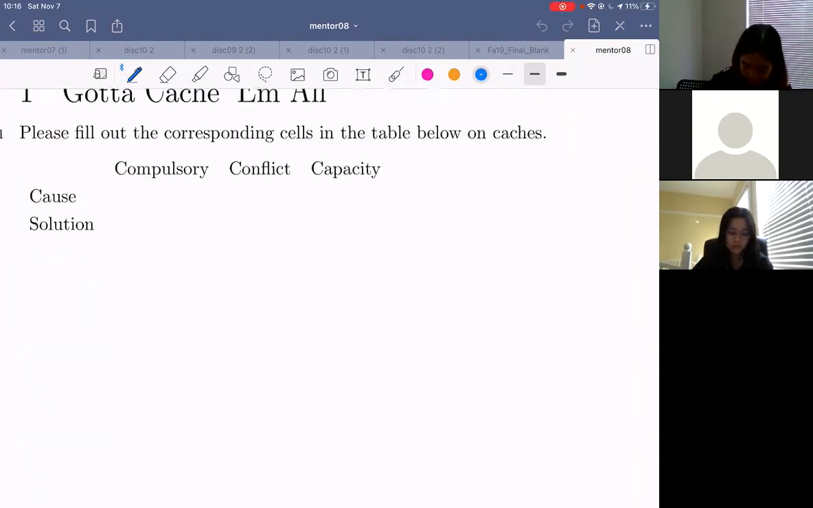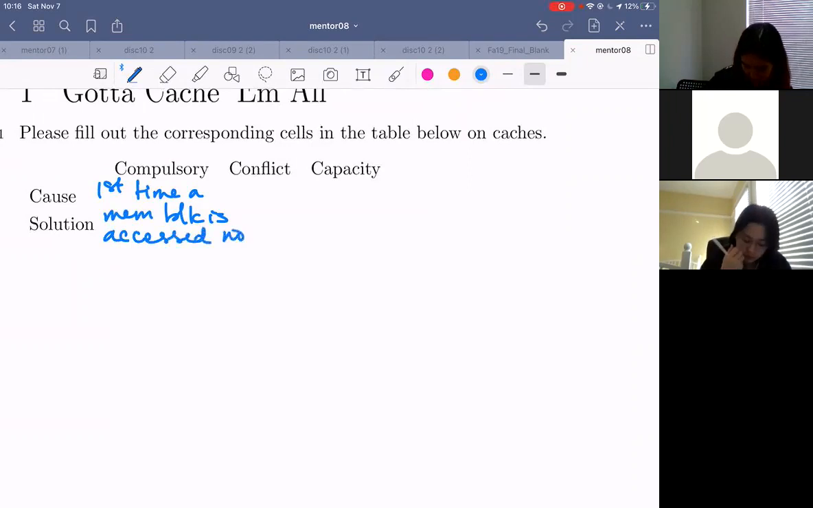The cause is the first time a memory block is accessed, no matter what.